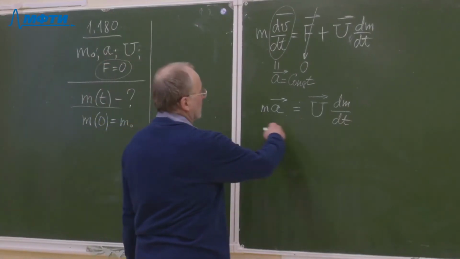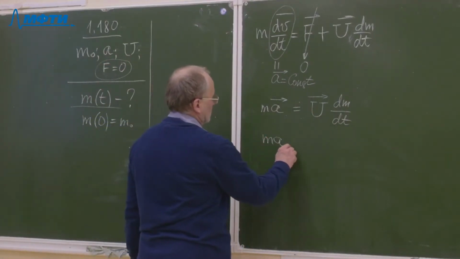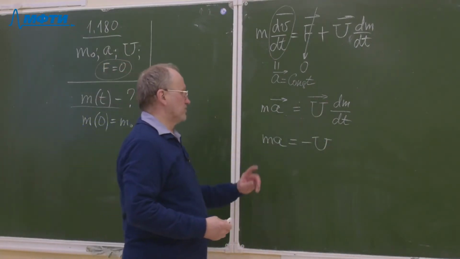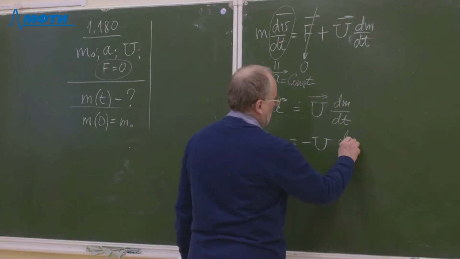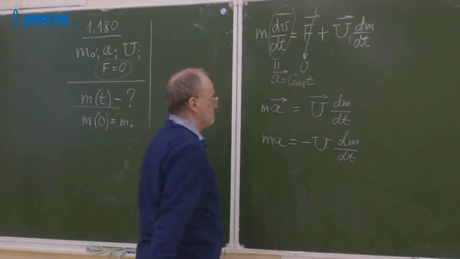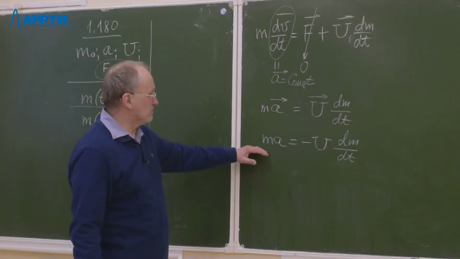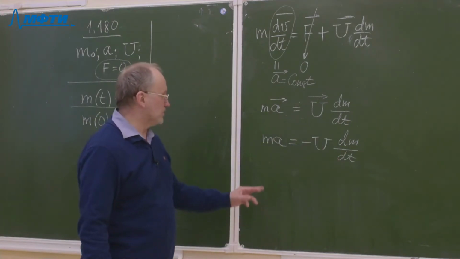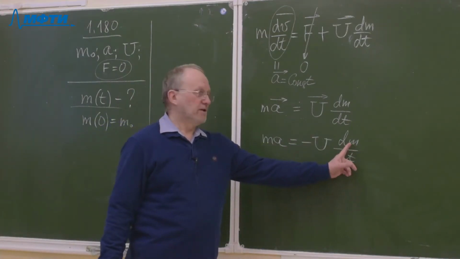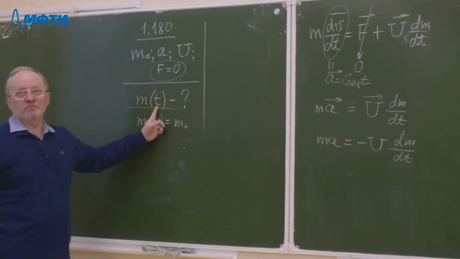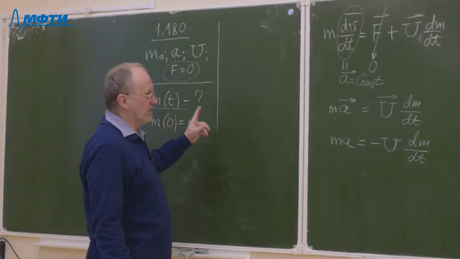So if I go from vector form to scalar form, I will write it down like minus u dm/dt, because this vector is directed oppositely to the acceleration. I have to solve this differential equation. Such an equation is called differential because we have a derivative of the unknown function m. M is an unknown function of time. We don't know this function, and we have to find how the mass of the rocket depends on time.